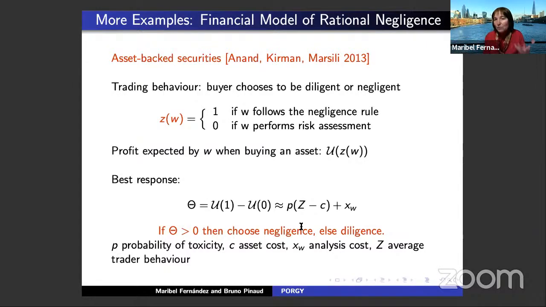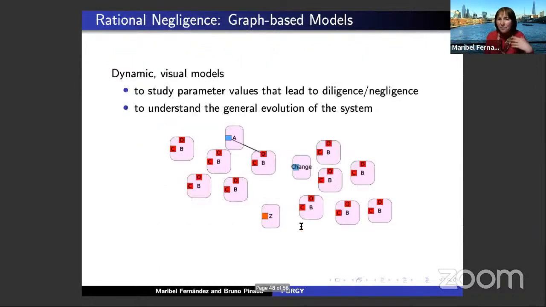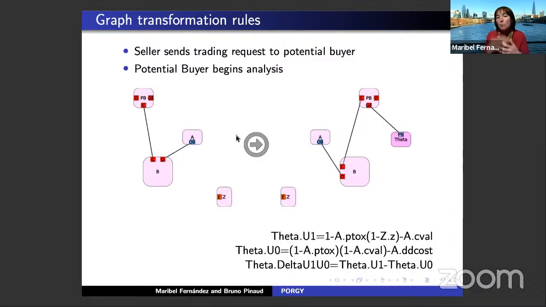And according to this theory, what we did is we modeled it in a visual way by starting with a graph with one asset and many banks. In the theory that they developed, they showed that it doesn't matter how many assets we put to start with, so we have only one at the beginning. And then we have rules that model that process that I told you.